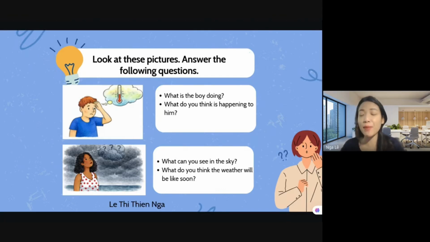Hi guys, my name is Lady Thiên Nga, and today I'm going to demonstrate the warm-up and lesson objectives part of the grammar lesson. And the topic today is the modal might.